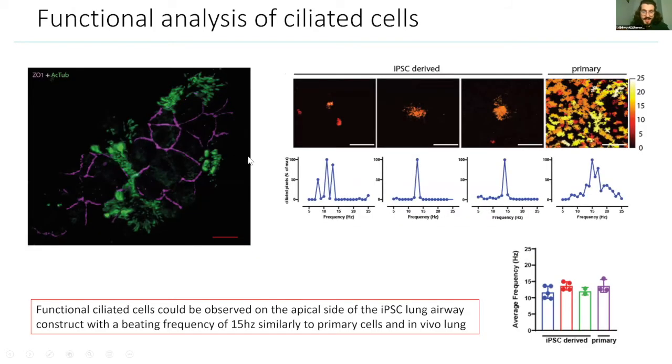Then I stained for acetylated tubulin to reveal the ciliated cells on the apical side. And here they're together with ZO1, which shows the tight junctions. I also did a secondment at Vrije University in Amsterdam, where I could collaborate with Jelle van der Boer, which helped me do a functional analysis of the ciliated cells and compare them to primary ciliated cells, to a primary model. And we saw that they both beat at 15 Hertz, which is the same as in vivo, and it's quite exciting.